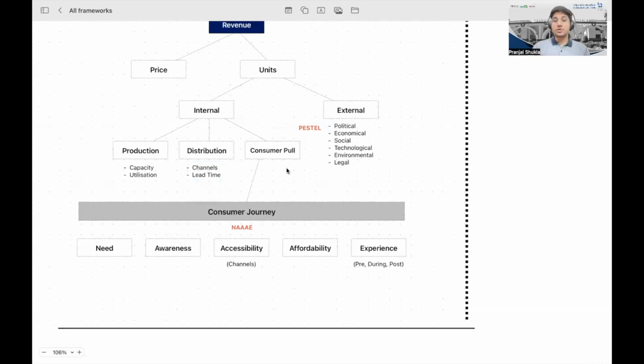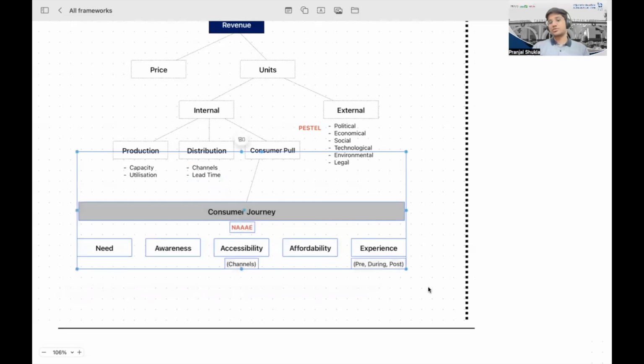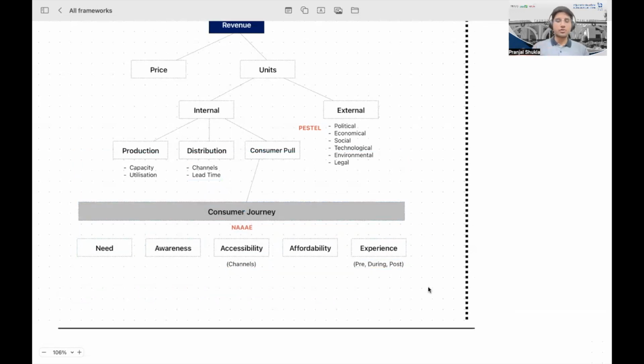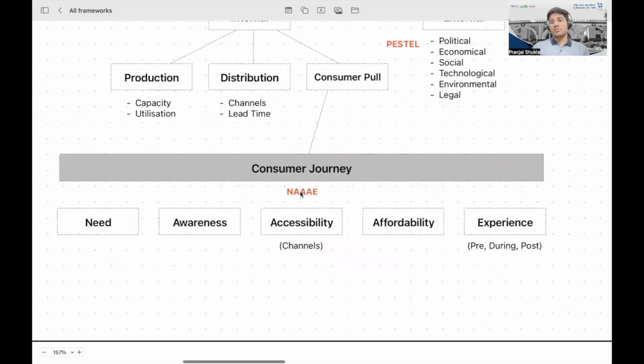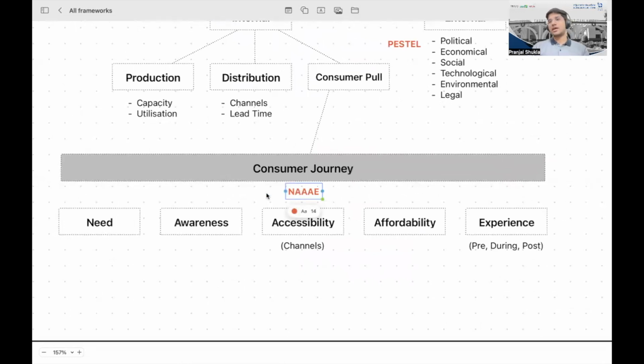And the last one is the consumer pull. Consumer pull can be assessed using a consumer journey. This is the framework for consumer journey, which comes in very handy for multiple cases, and it is something that we'll be touching upon in further frameworks as well. When we talk about consumer journey, you can memorize this using the mnemonic NAAAE, or you can make your own mnemonics if you want to.